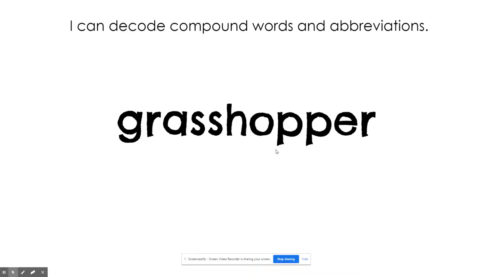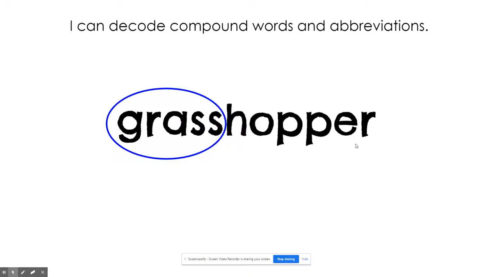Let's start by looking at this word grasshopper. If I come to this word and I don't know it, the first thing I'm going to do is look for a familiar word inside of it. So automatically as I'm looking, I see this word grass, and that's a really familiar word to me. I don't have to sound that word out. So now I'm left with this side over here.